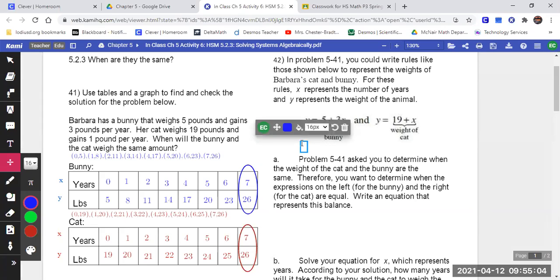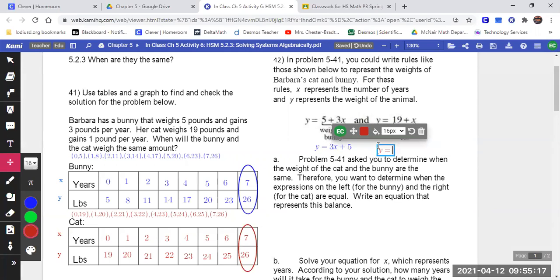So we're going to go ahead and fix it. This would have been y equals 3x plus 5, right? For the bunny. Yes. And then our cat would have been y equals 1x, but remember we don't write the 1, we just say x, because 1 times doesn't make a difference.